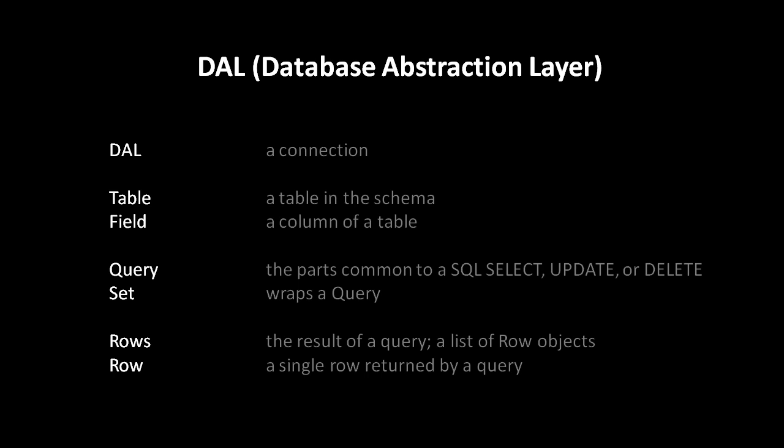The query object actually represents the part common to those three different statements. So in a select statement, update statement, and delete statement, you have the part where you're specifying the joining of the tables, and then optionally you have where clauses and other kinds of clauses. Those parts are all common to those three different statements, so they're represented together in a single object called query. Once you have a query object, if you want to actually use it to perform a select, update, or delete, you first wrap it in another class called set, and then the set object has three methods: select, update, and delete.